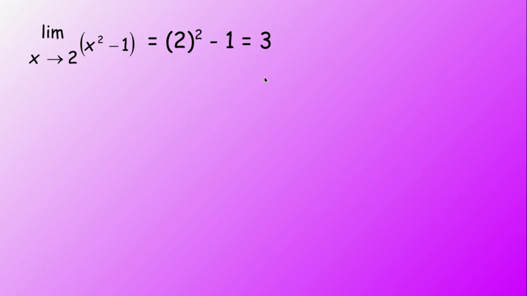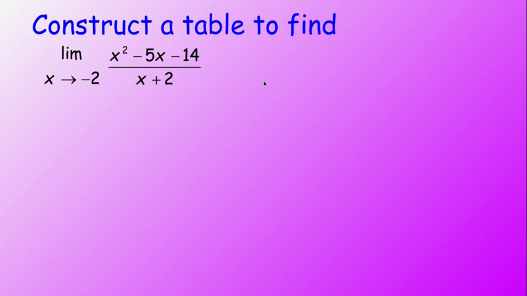So let's take a look at a function that's not continuous, or that doesn't have a domain of all reals, like this one. This is a rational function, numerator and denominator. We can clearly see that this function does not exist at x equals negative 2. The domain would be all reals not equal to negative 2. And we're trying to find the limit as x goes to negative 2. So we can't just substitute it in.